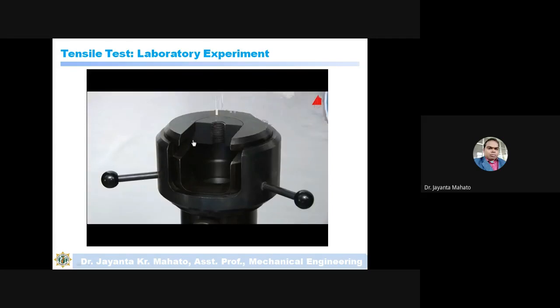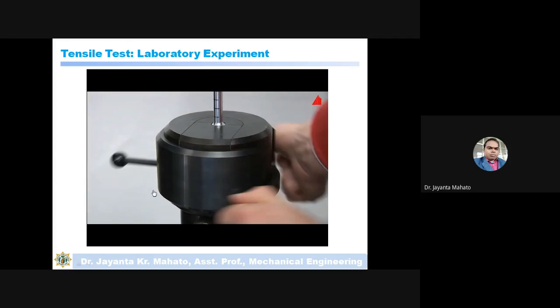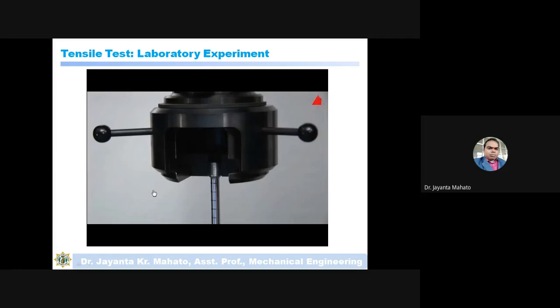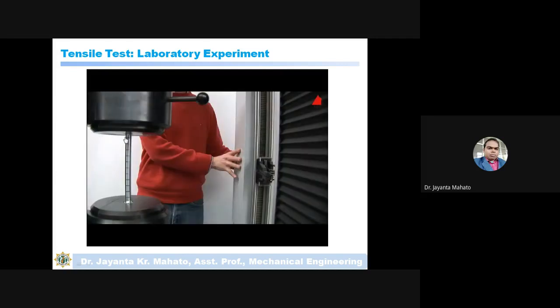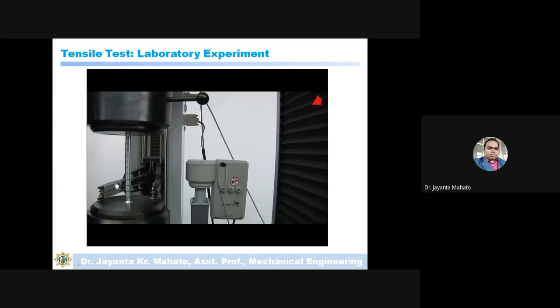Now in the second case, for a material having no yield point phenomenon, this is actually aluminum material. So in this case, what will happen? Just see this. We are attaching the two grips of the universal testing machine to grip the test specimen. This is the extensometer. You attach this extensometer to get the strain value.